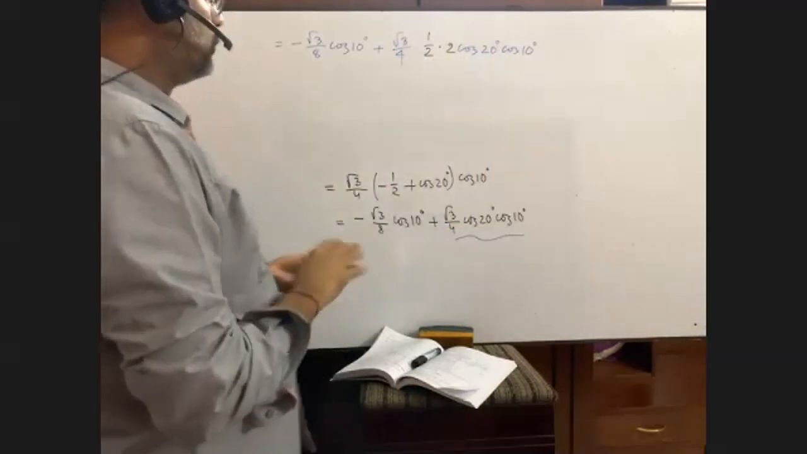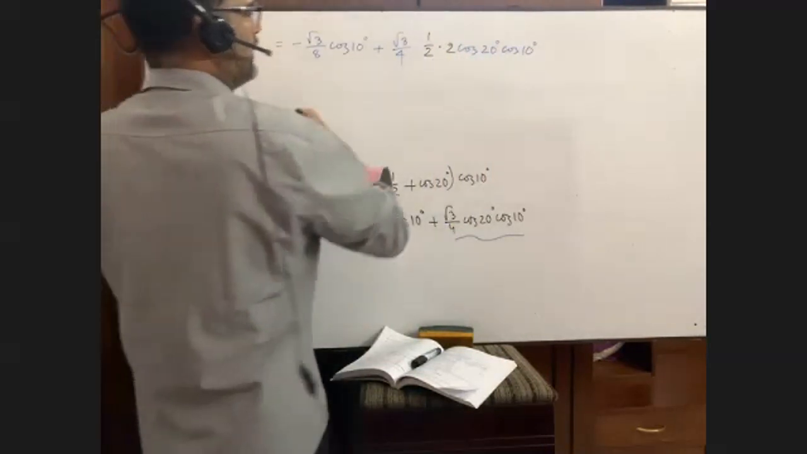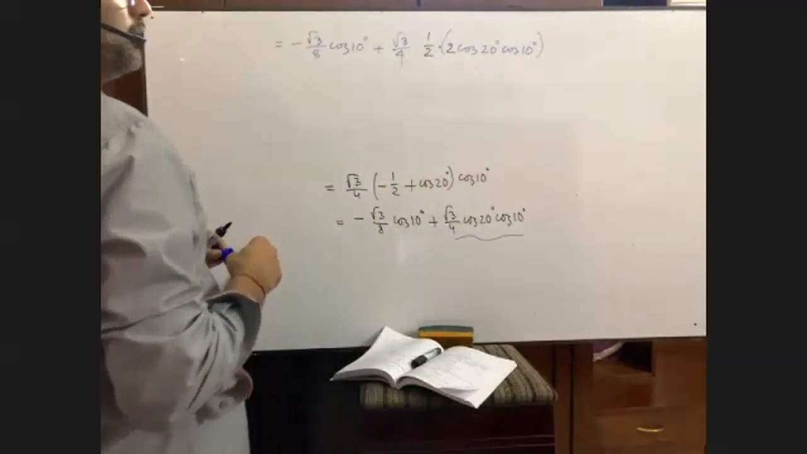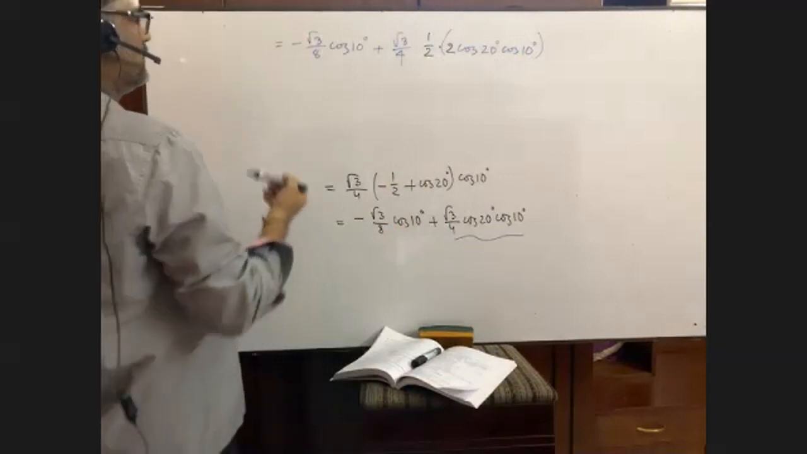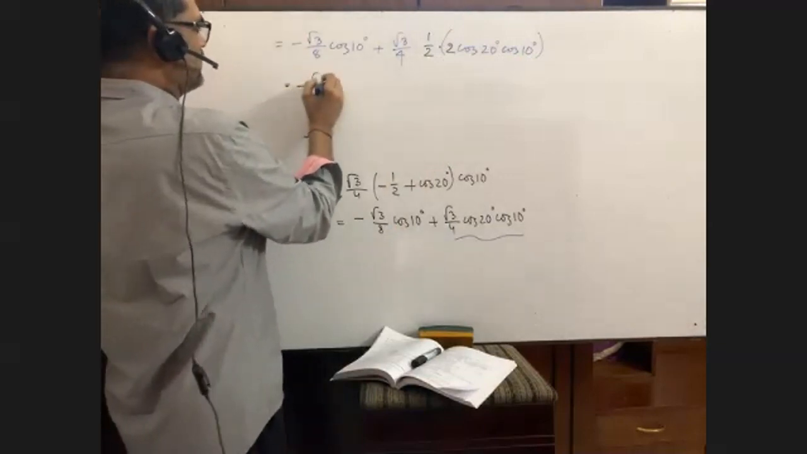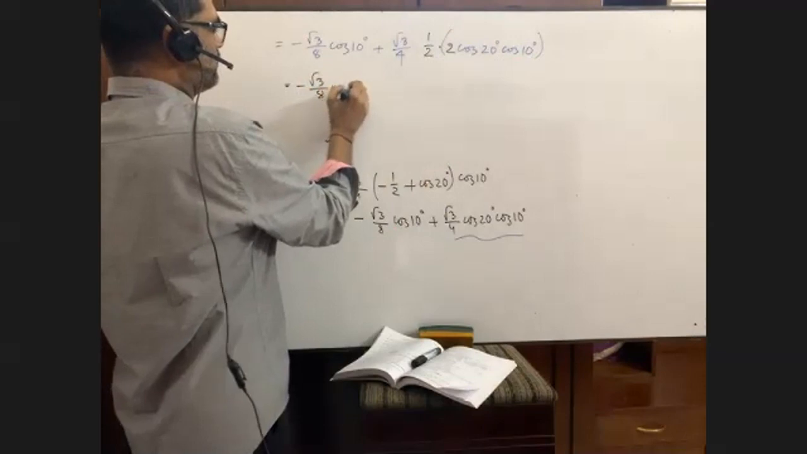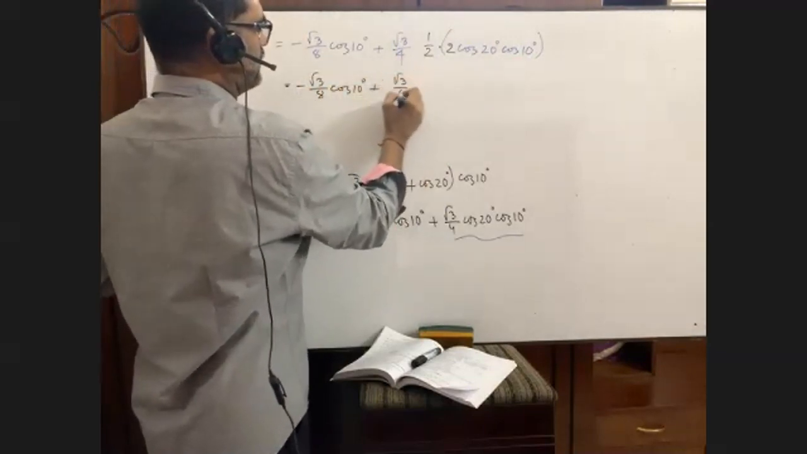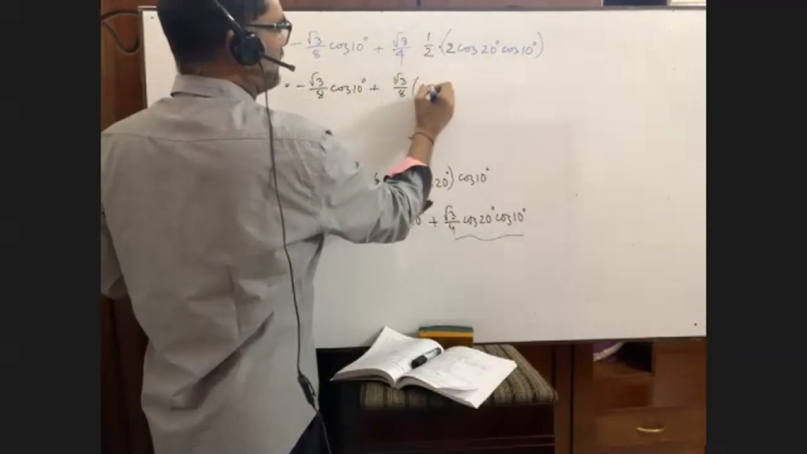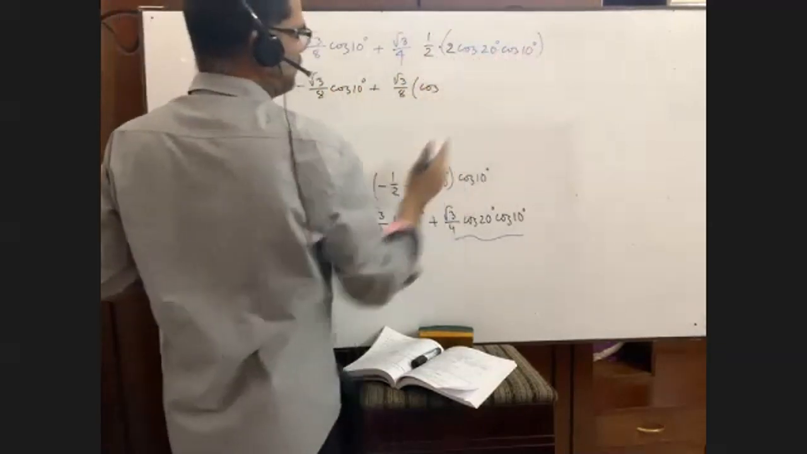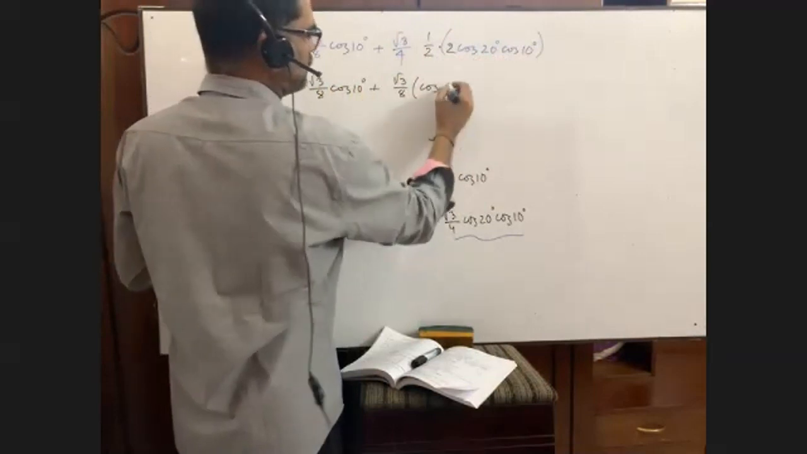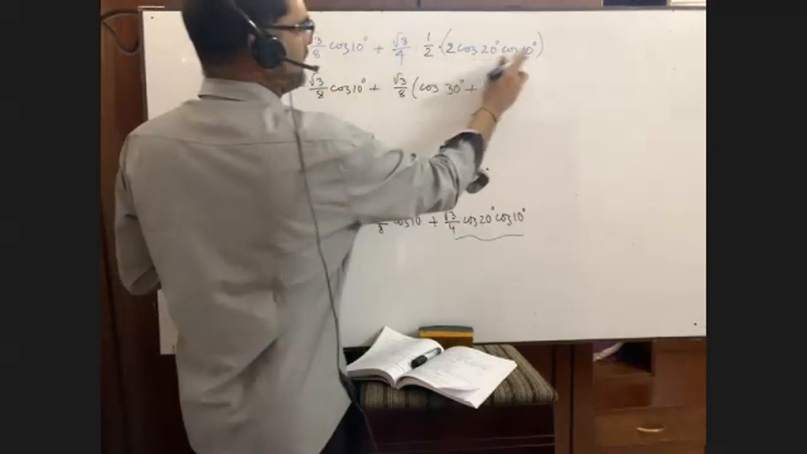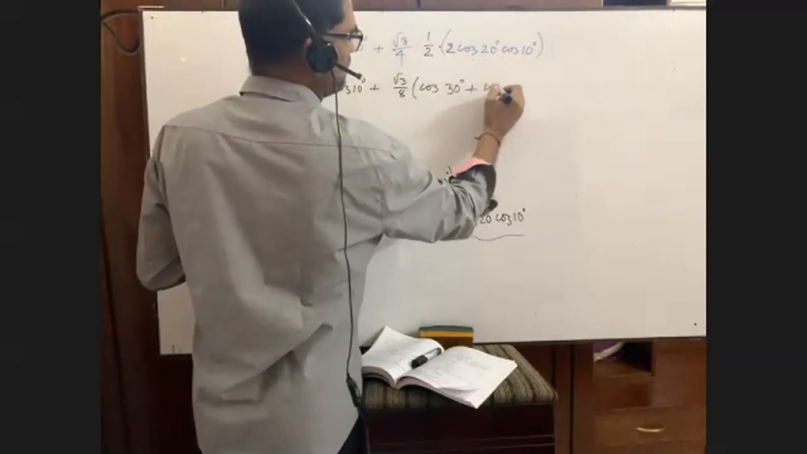As a result, we will have a formula again. Have you seen? What is the formula? You tell me. This is root 3 by 8. It is the formula of cos of A plus B. 20 plus 10 equals 30. Cos of A plus B plus cos of A minus B. 20 minus 10 equals 10. Cos of A minus B.